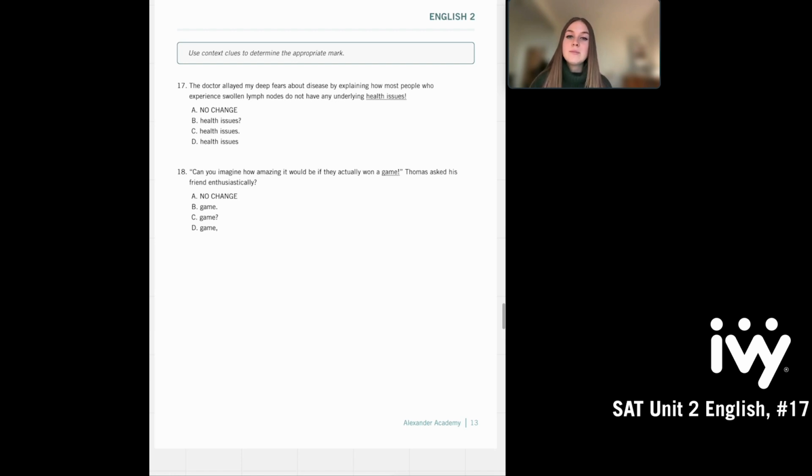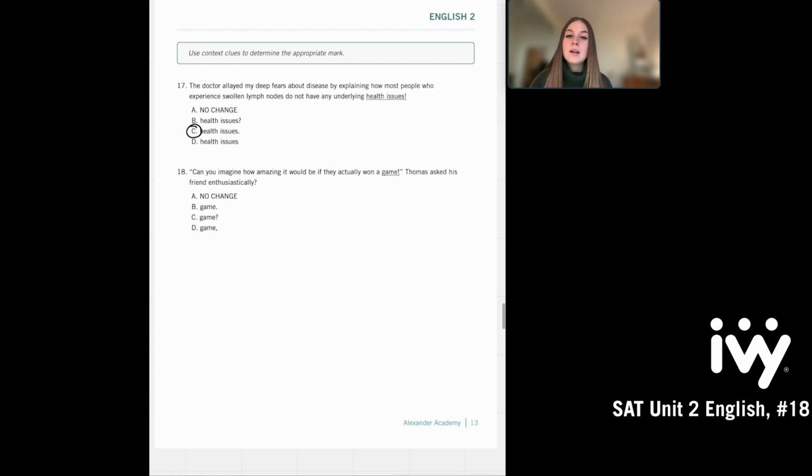Number 17. The doctor allayed my deep fears about the disease by explaining how most people who experience swollen lymph nodes do not have any underlying health issues. This sentence does need end punctuation, but it does not warrant an exclamation point, which we can tell from the larger context. Therefore, we should end this sentence with a period.